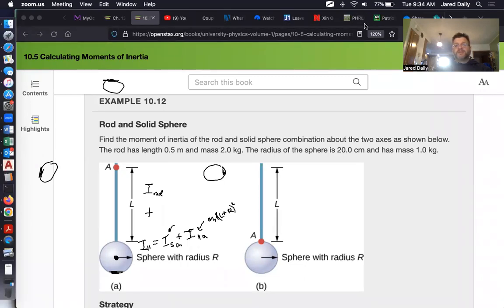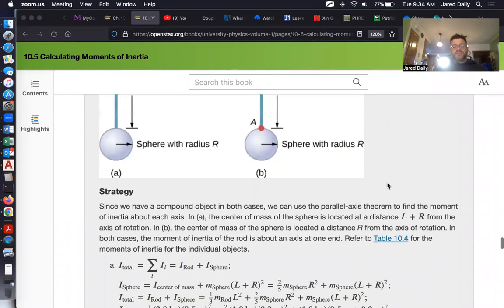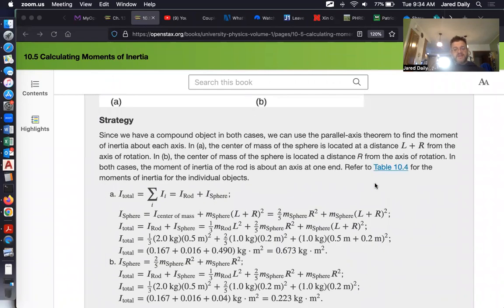So we're going to have both of those things involved here. And as we go through this example, we can see that that is the case. We're going to have the moment of inertia of the rod plus the moment of inertia of the sphere. The moment of inertia of the sphere is going to be the I of the center of mass plus the mass of the sphere times (L plus R) squared.